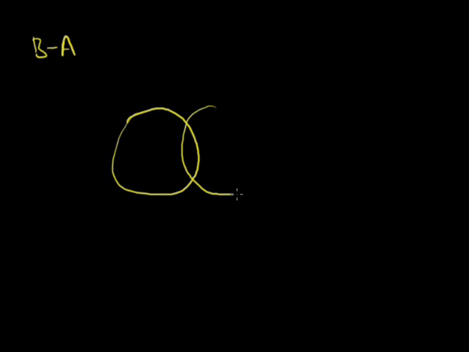Similarly, if we need to find B minus A, first we need to take these two sets A and B. So this set is A and this set is B. Now here it is B minus A. B minus A means removing the region of A from B. That is what we mean by B minus A.